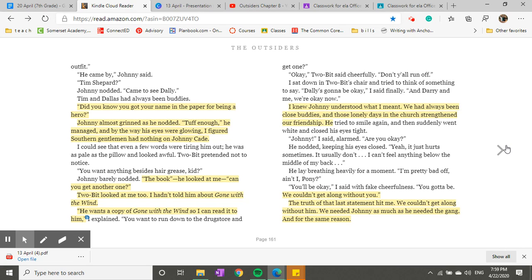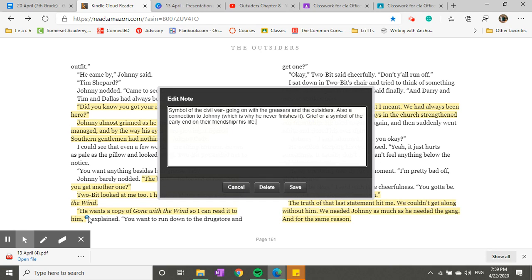We also have the book, Gone with the Wind. This section was significant because Gone with the Wind, if you haven't seen the movie, which is really long, or read the book, is a Civil War book. So it's a symbol of exactly what's going on between the greasers and the Socs, whatever we're going to call them. That's part of the reason why it's significant.